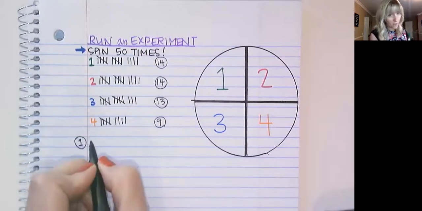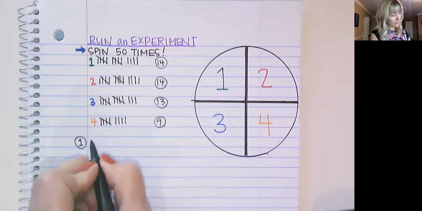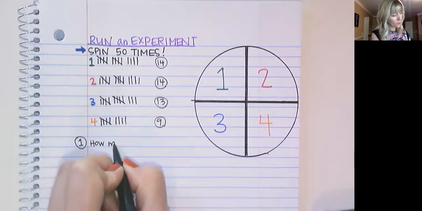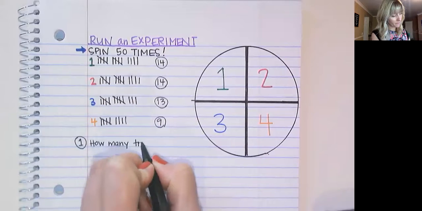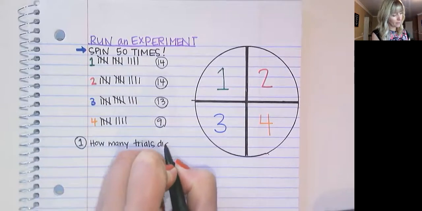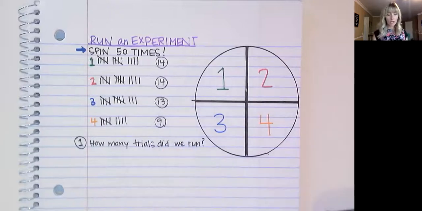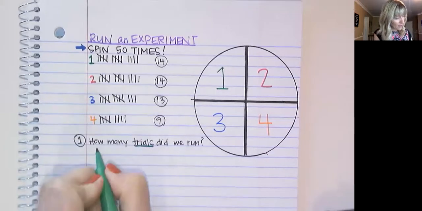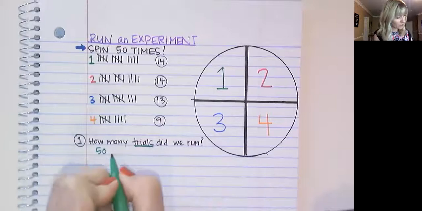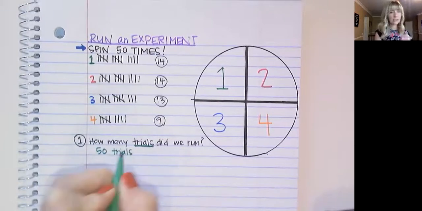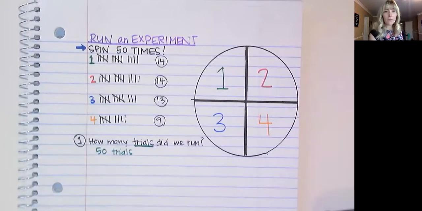So the first question I want you to write down, this is an important vocab for us, is how many trials did we run? And this is an important word when it comes to an experiment, because trials simply means how many times did you do it? How many times did you run the experiment? And I'm going to underline it in green and answer the question in green. How many times did we do this? 50. We did 50 trials because we actually spun the spinner 50 times.